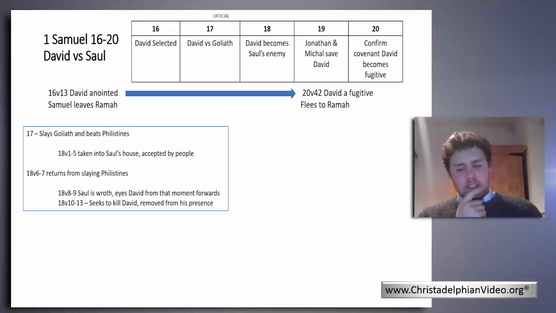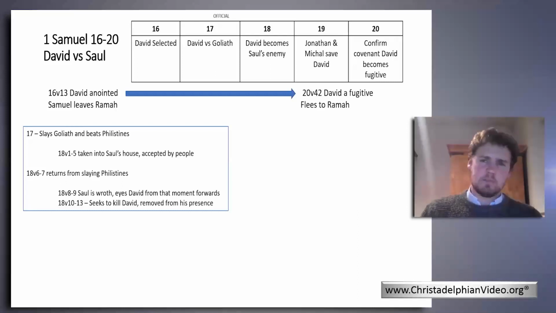And this section begins with David being brought out of obscurity. He's the youngest son in his father's household, and it ends with him not in obscurity, but as a fugitive on the run from Saul. So there's a lot that happens throughout this next section.